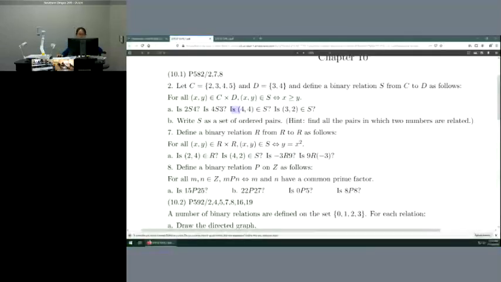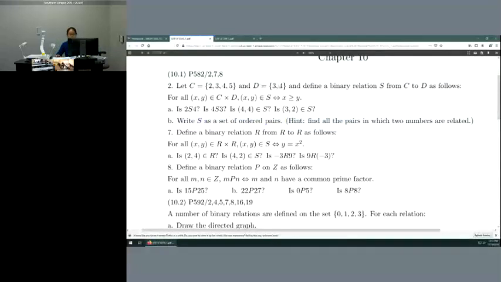These two questions just ask, what does this mean? Is 4 related to 4? Is 3 related to 2? So the same thing. Part B, write S as a set of ordered pairs, which pretty much is the one that you have to do. For part B, you have to check every ordered pair.